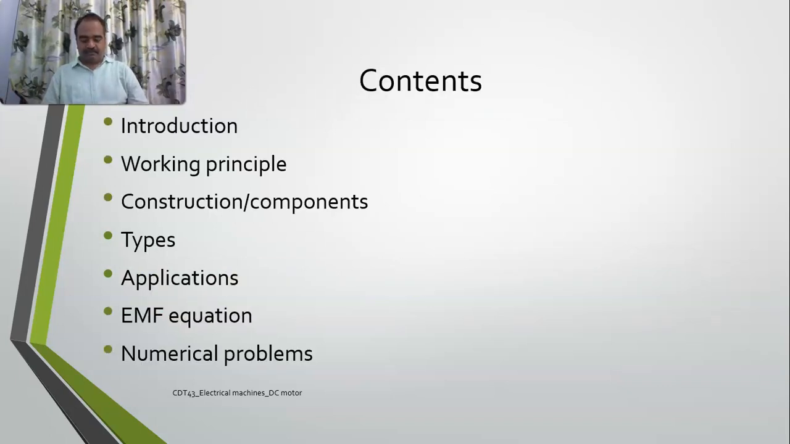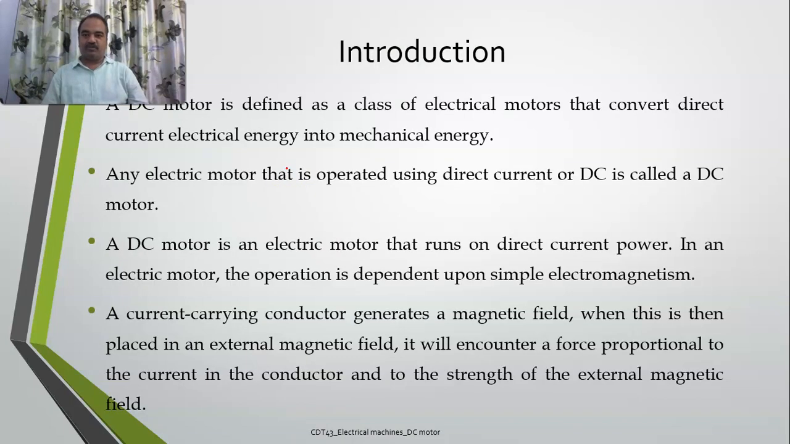So I'll start with the working principle and then I'll move on to the components. As the name states, a DC motor operates on DC supply. It is a class of electrical motors. So far you have seen only AC motors, right? A DC motor basically converts DC electrical energy into mechanical energy. In fact, any motor which is operated using DC is called a DC motor, and it runs on DC power.